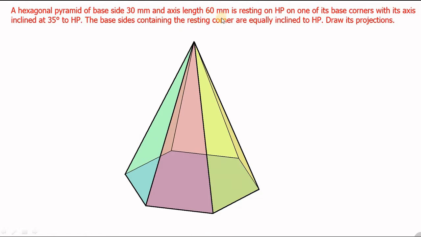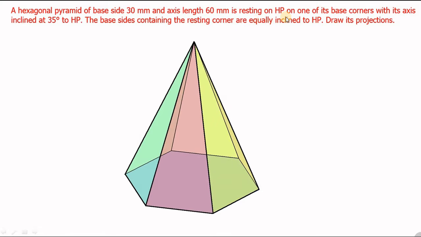And the axis length is 60 mm. In a pyramid the axis will be present at the middle. The axis is nothing but the line that joins the apex and the center of the base. So this is the base; imagine there is a line connecting the apex and the center. That will be the axis. The axis length is given as 60 mm, which means the height of the pyramid is 60.